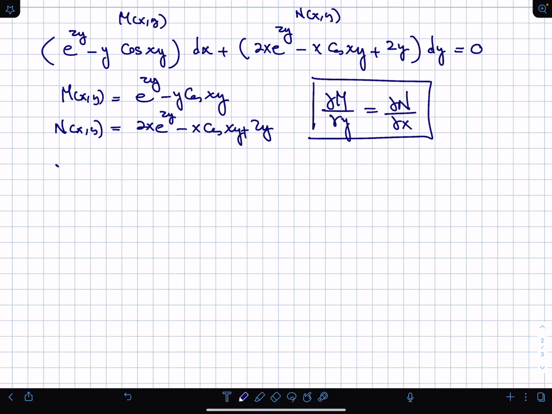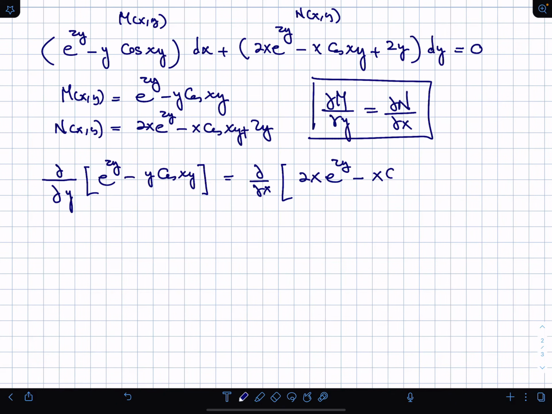So I'll take the derivative with respect to y of e to the 2y minus y cosine of xy, and that must be equal to the partial of N with respect to x, which is the derivative of 2x e to the 2y minus x cosine of xy plus 2y with respect to x. Now, if I took the partial of M with respect to y, let's see what I will get.